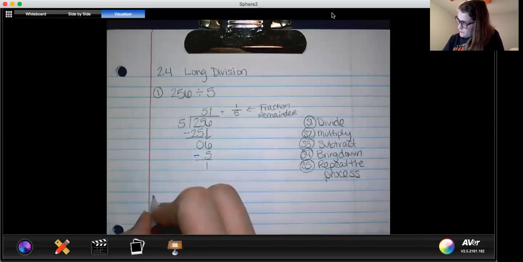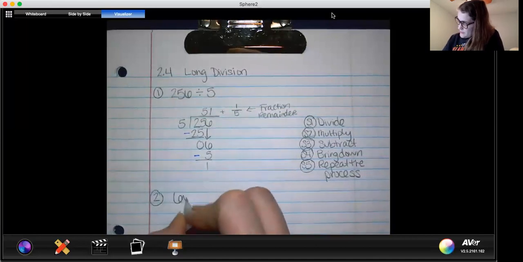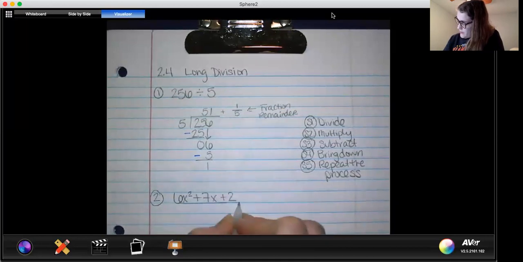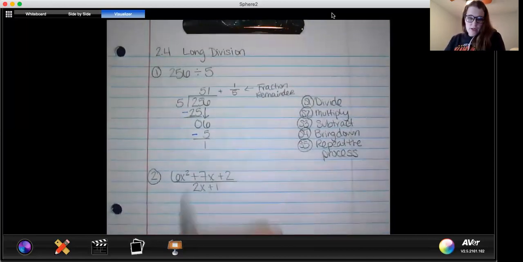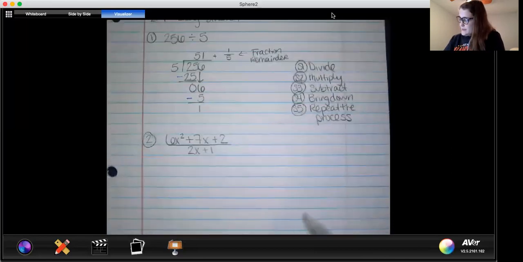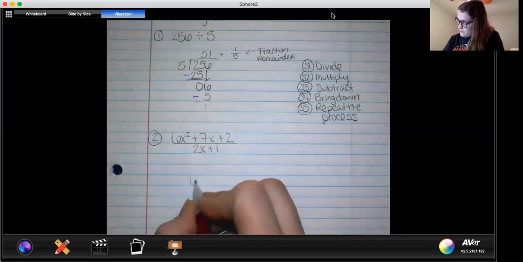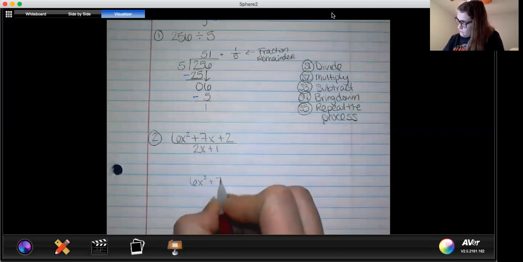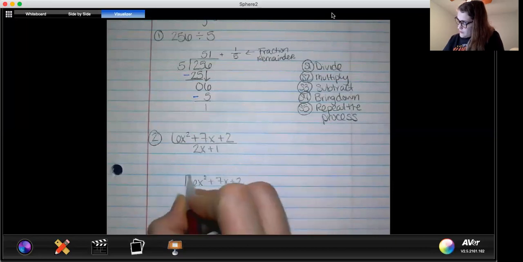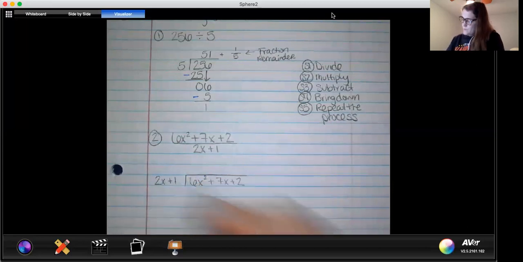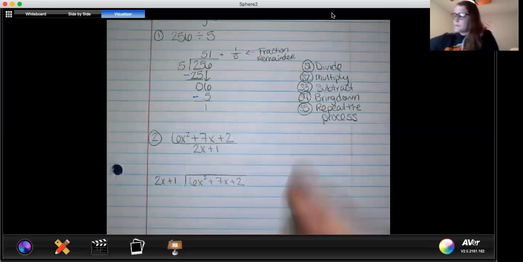So number 2, 6x squared plus 7x plus 2 divided by 2x plus 1. Okay. So this is a different way of writing the problem, but in this case, the numerator is going to be your dividend, and your denominator is going to be your divisor. So we're dividing 6x squared plus 7x plus 2 by 2x plus 1.